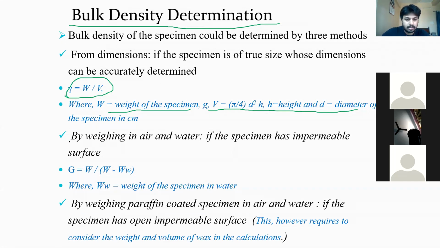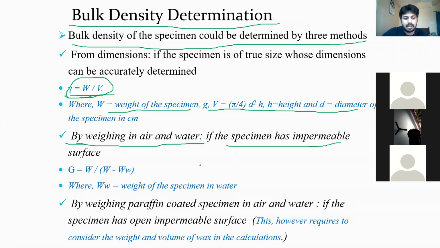Okay, then the second method says, this is the first method, we determine by three methods. So there are three methods. The first method is the volumetric analysis. The second one is by weighing in air and water if the specimen has an impermeable surface.